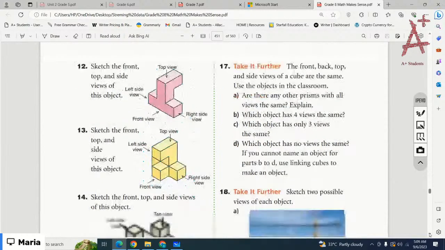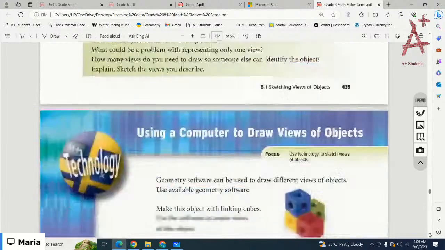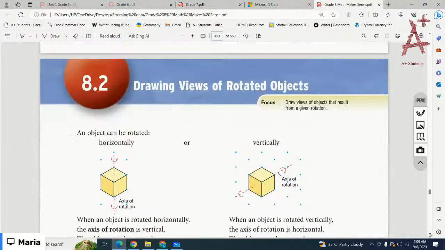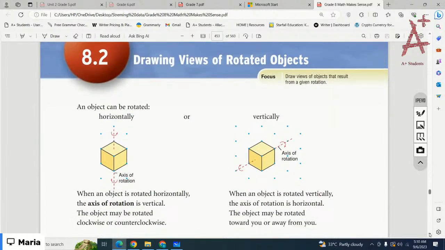Okay, no questions. Let me just move on to the next lesson. The next lesson is again the same lesson, drawing views of the rotated objects. An object can be rotated horizontally and vertically.